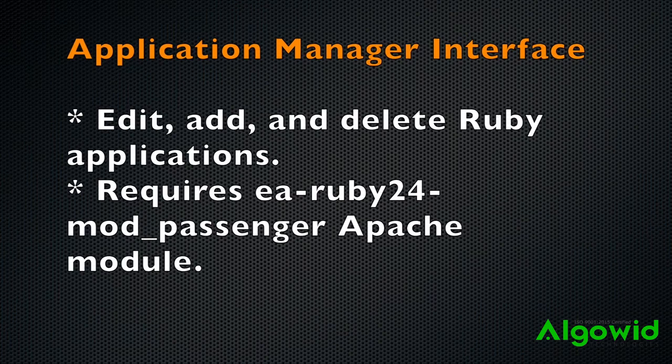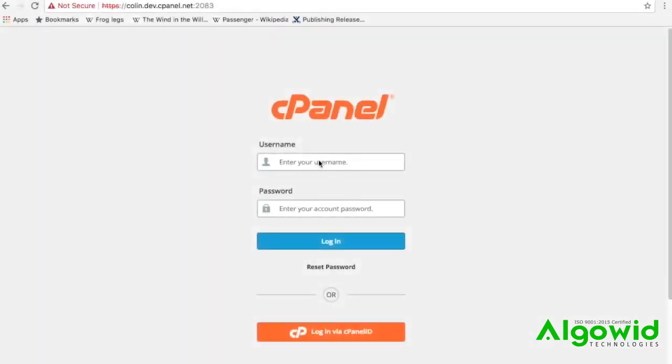The Application Manager interface allows you to edit, add, and delete applications from your account. Just remember, to access this interface, your hosting provider must install the EA-Ruby24-mod_passenger Apache module. I've provided a link to our documentation on how to install this module in the description below the video. Let's go ahead and log in to cPanel.